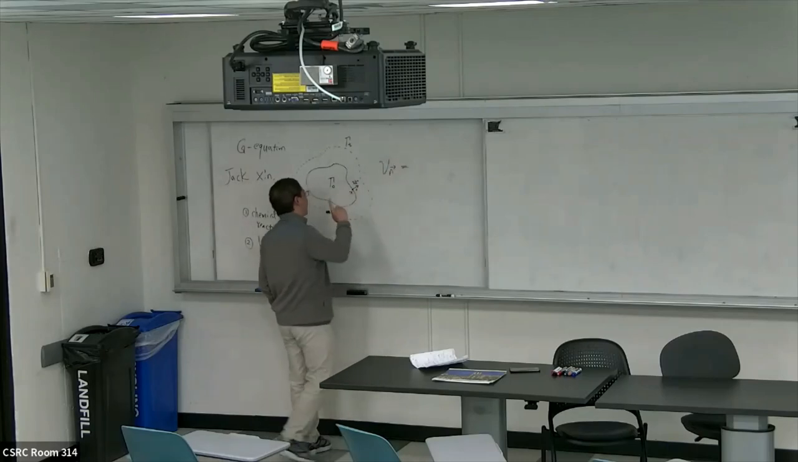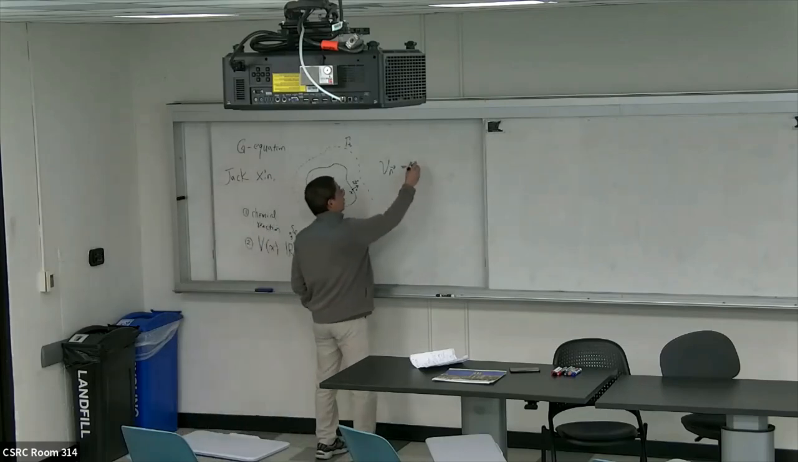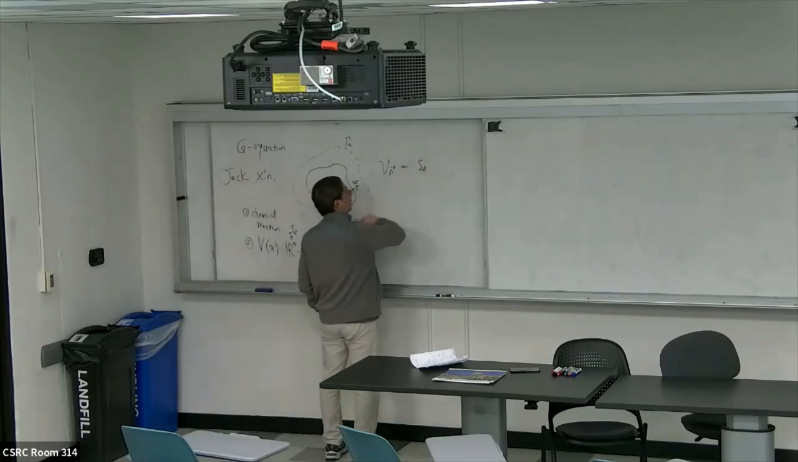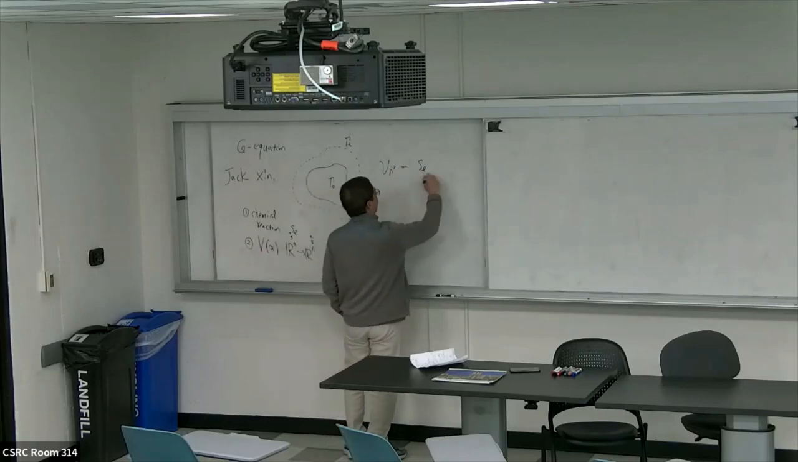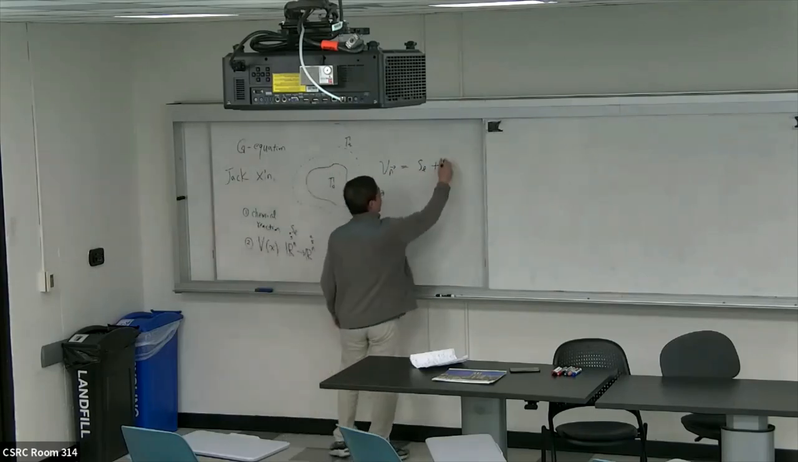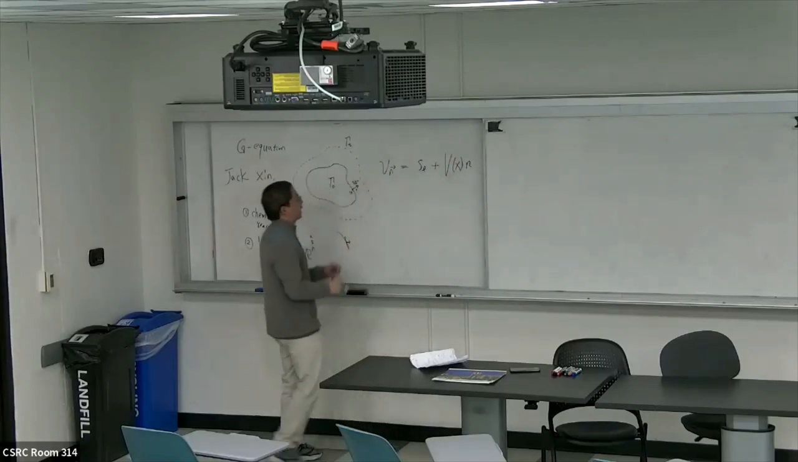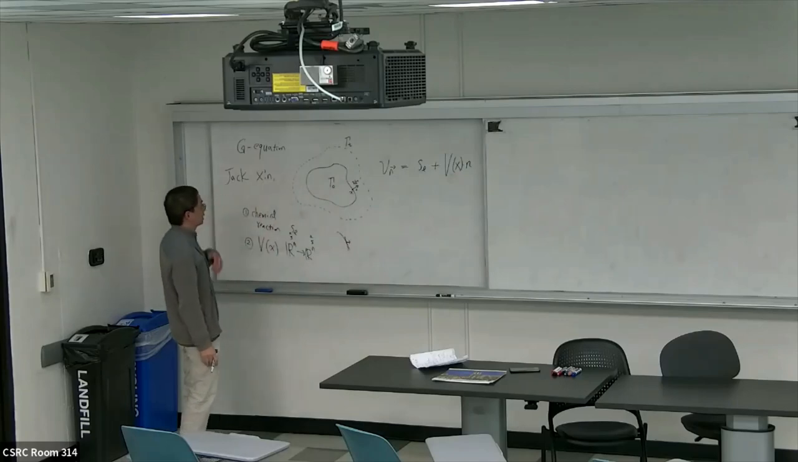So the normal velocity is just given by what? It's given by the laminar flame speed, which captures the chemical reaction, plus the wind. The wind is pushing it, so it's the projection of the wind on the normal direction. And this is the motion law.